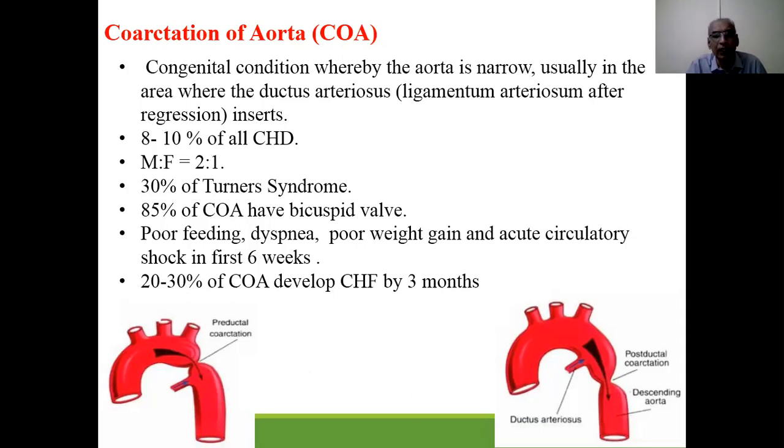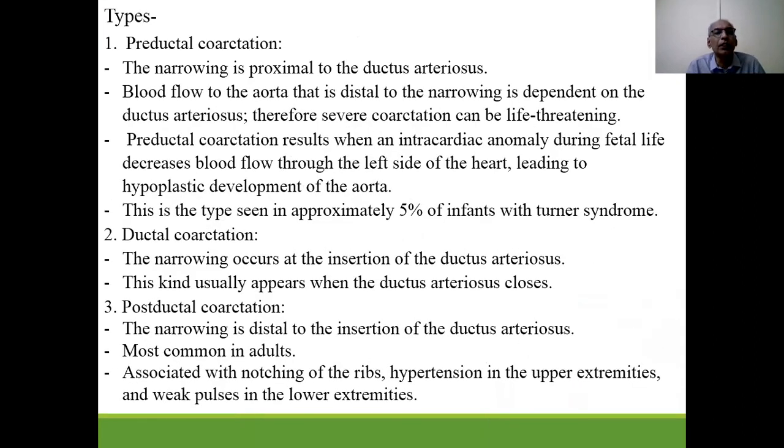Here in the figure, three types of coarctation of aorta are shown: pre-ductal coarctation, ductal type coarctation, and post-ductal. In pre-ductal coarctation, the narrowing is proximal to the ductus arteriosus. Blood flow to the aorta distal to the narrowing is dependent on the ductus arteriosus. Therefore, severe coarctation can be life-threatening. Pre-ductal coarctation results when an intracardiac anomaly during fetal life decreases the blood flow to the left side of the heart, leading to hypoplastic development of the aorta. And 5% of these cases have Turner syndrome.